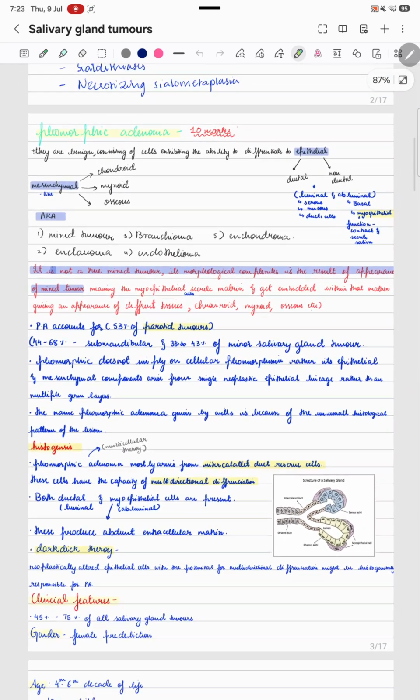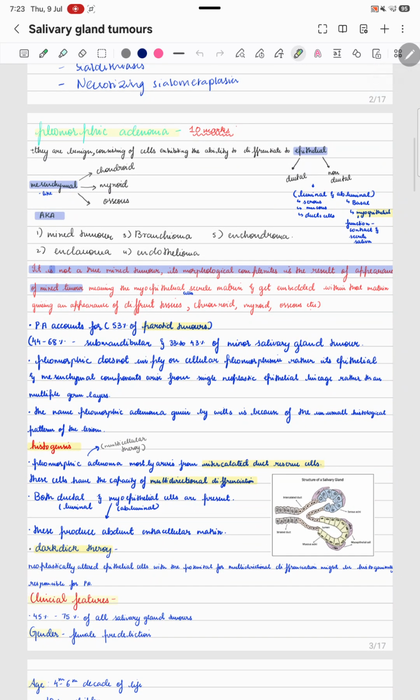So if you define pleomorphic adenoma, it is not a true mixed tumor. Its morphological complexity is the result of an appearance of a mixed tumor. That is, it is not a true mixed tumor, it's just giving an appearance of a mixed tumor, meaning the myoepithelial cells secrete matrix and they get embedded in that matrix, giving an appearance of different tissues, that is chondroid, myxoid, and osseous.